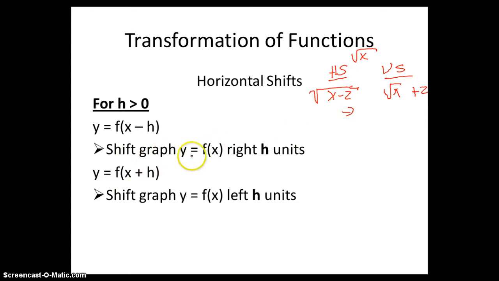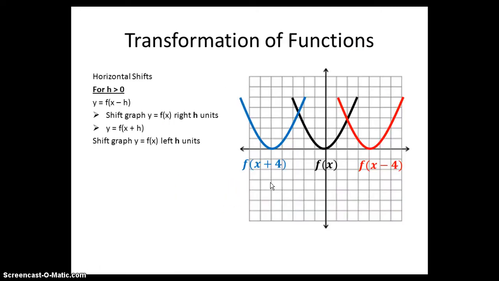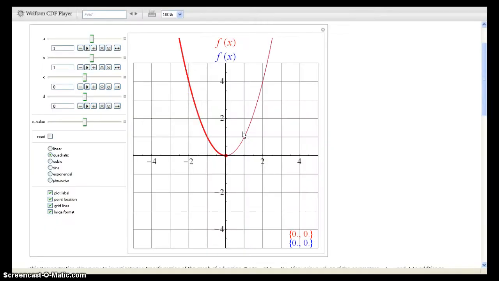Given by our rules here. So f of x minus h, if you're subtracting, you go right. It is the opposite of what you think. If you're adding, you're going left h units. And here is the basic example of this. If I have f of x here and I subtract 4 units, I go 4 units to the right. F of x plus 4 units, I actually go 4 units to the left. And we can see that again on this.